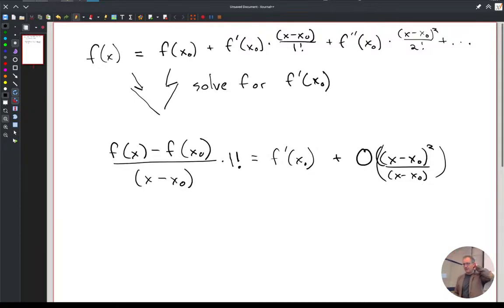And that big O notation is just kind of like, what is the biggest term? The 1 over 2 factorial and that f double prime, those are usually just some fixed number at that point.